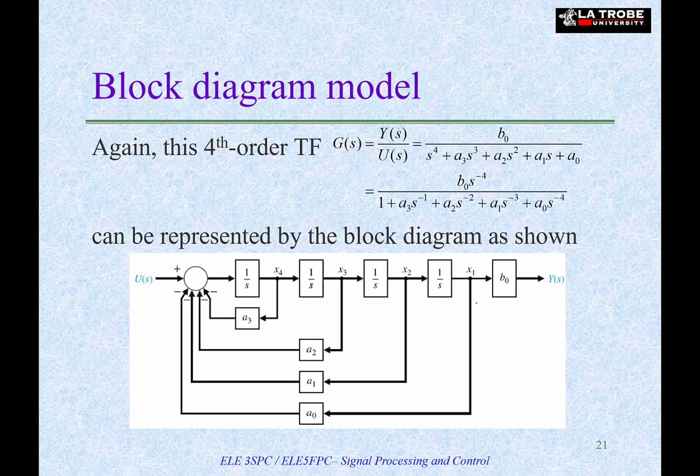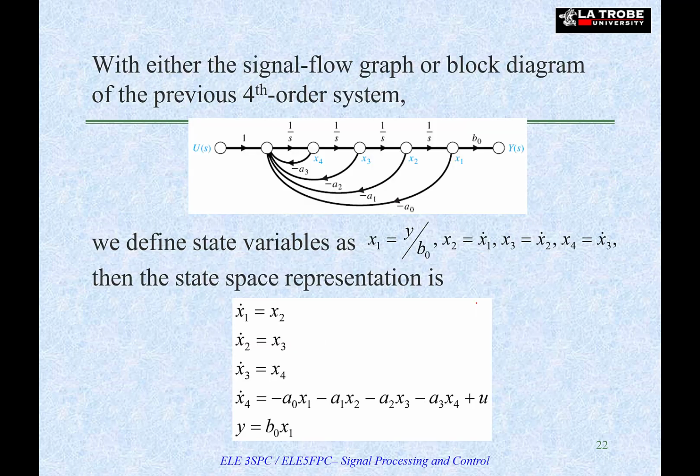On this slide, it shows you the block diagram of the same system. And we know that block diagrams and signal flow graphs convey the same information about the system. The only difference between them is the way the information is represented. After we draw the signal flow graph in the canonical form, we should specify state variables.